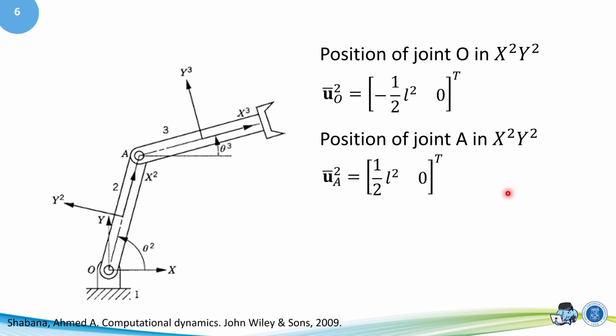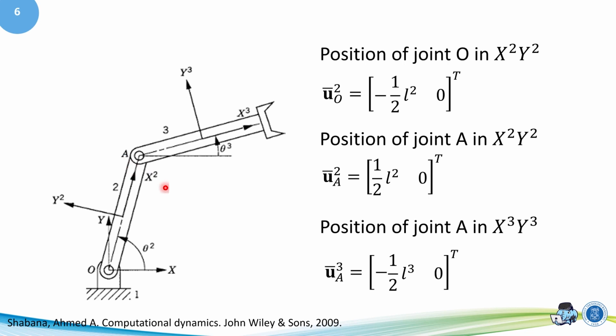And then the position of the joint A in the local coordinate system x2, y2 is 1 over 2 L2 and 0. Again, the position of the joint A in x3, y3 here is minus 1 over 2 L3 and 0. Don't forget, L3 here is not L to the power 3, but the length of link number 3.